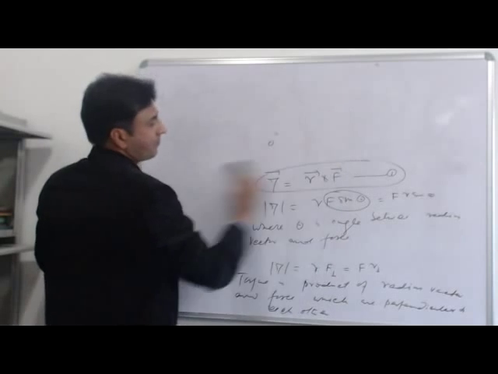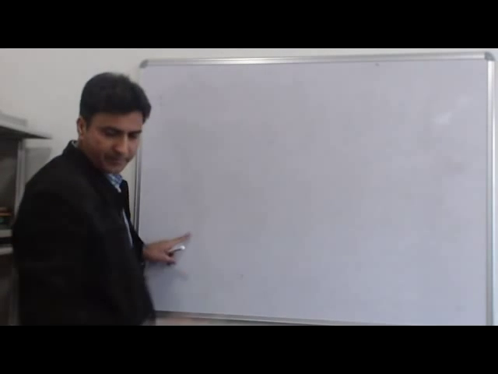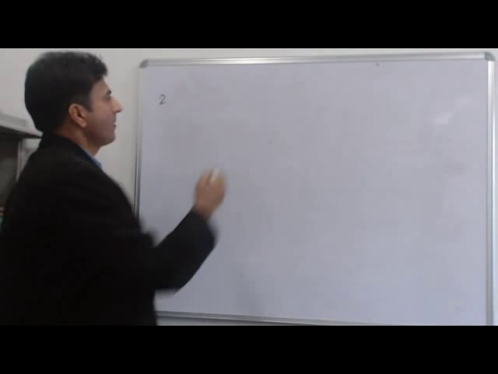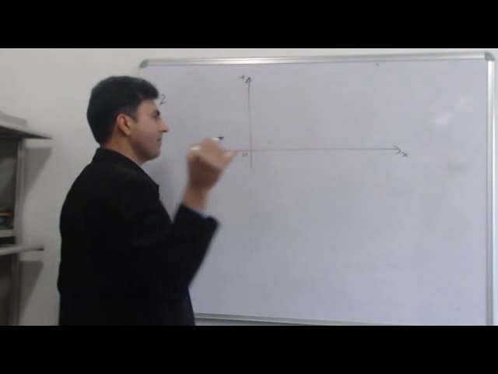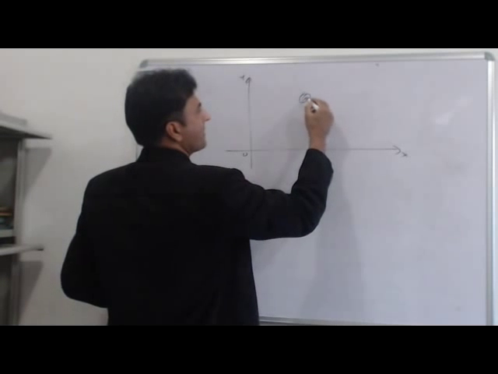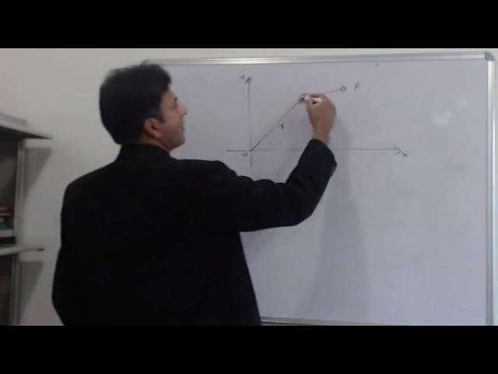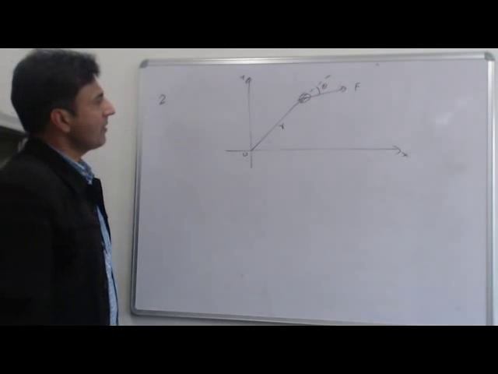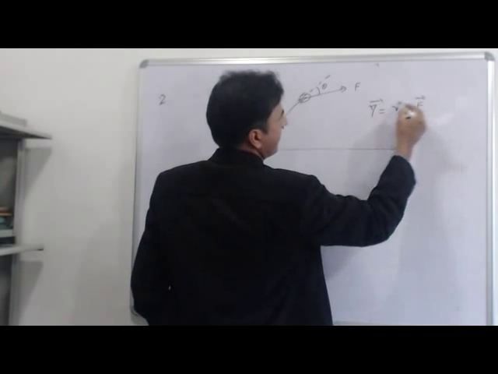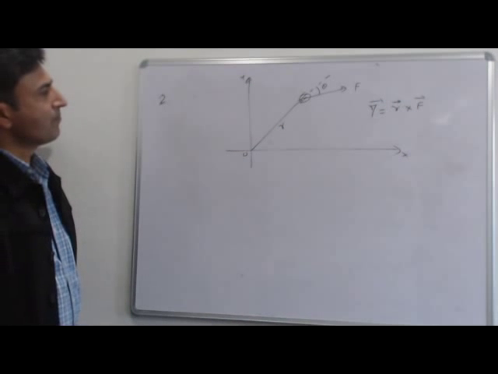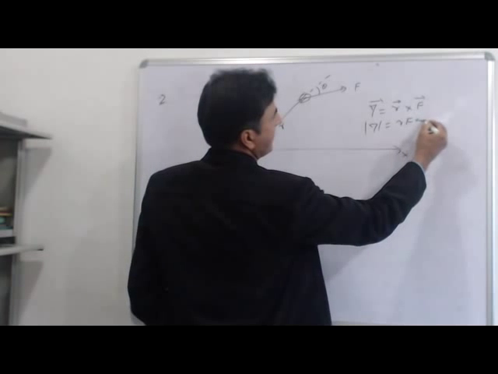Point number six. Let me take a coordinate system, x, y, and of course this is the z-axis, perpendicular to x and y. This is the body here. Let me suppose force F on the body. This is the radius vector r. And this is angle theta. And from the coordinate system point of view, again, torque can be written as r cross F. The magnitude will be given by r F sine theta.